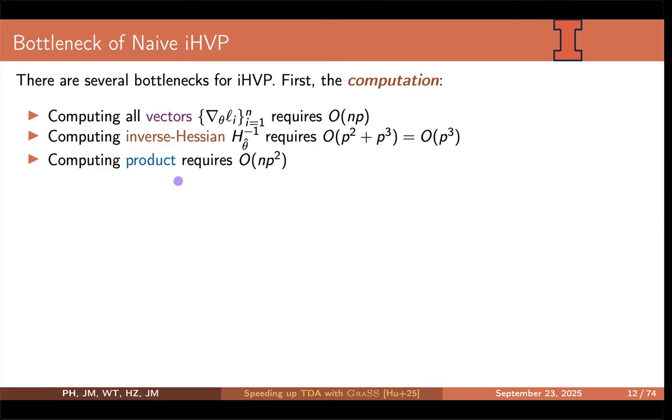And now you have N data points, so N per-sample gradients, and you need to do this for each. So it's in total O(NP squared).